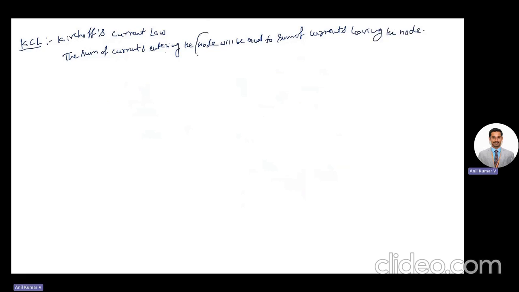The major concern with respect to your Kirchhoff's current law, we'll be talking in terms of a node. Similarly, as we see with respect to your KVL, we'll be talking with respect to a mesh or a loop. Here we'll be talking with respect to a node. When I tell a node, it is a junction where more than two branches or two components are connected.